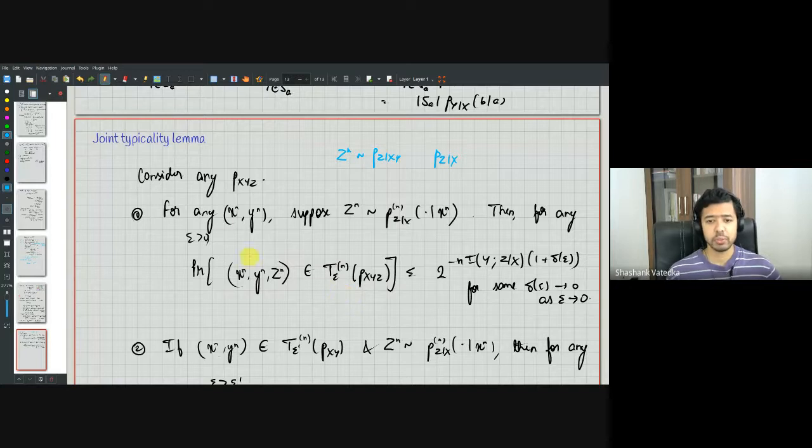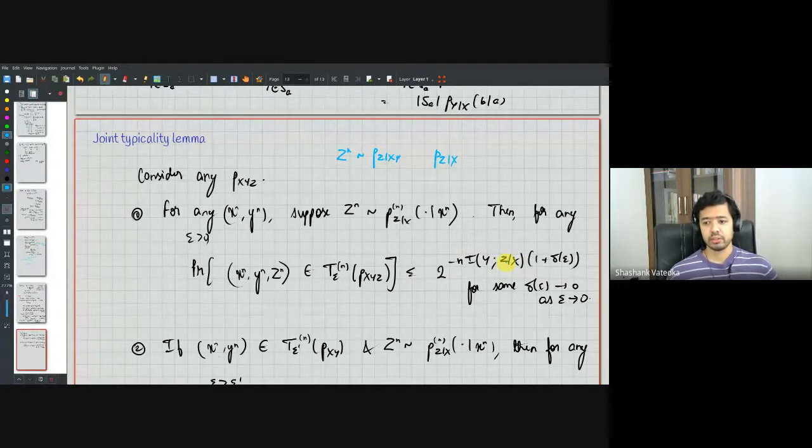The claim is, no matter how you choose x^n, y^n, whether they're typical or atypical, the probability that these three sequences x^n, y^n, z^n are jointly epsilon typical is vanishing in n. In particular, this probability is less than or equal to 2 raised to minus n times the mutual information between Y and Z given X.